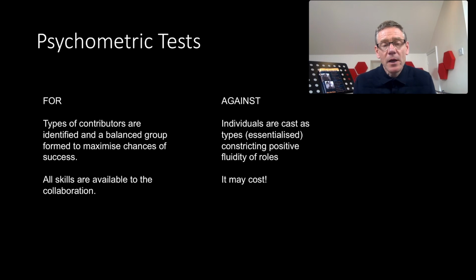Psychometric testing, in particular, say something like Belbin. The Belbin role models is perhaps one of the best known ways in which psychometric tests are used to construct groups that have balanced skills across the whole group. So in doing that, types of contributors are identified and a balanced group formed to maximise chances of success. All skills are available to the collaboration, so you've really made sure the group has got all the different roles, types, skills that's needed for that collaboration to happen.